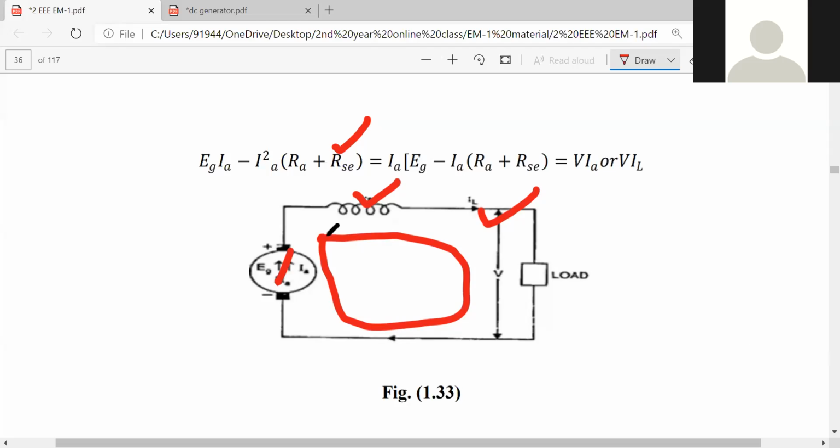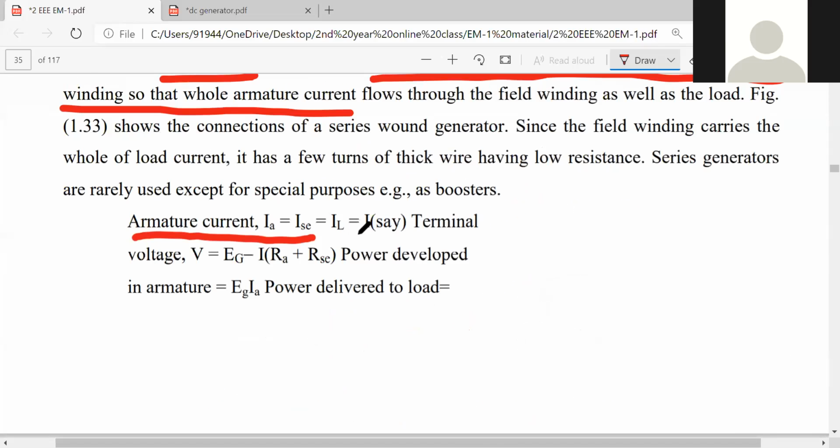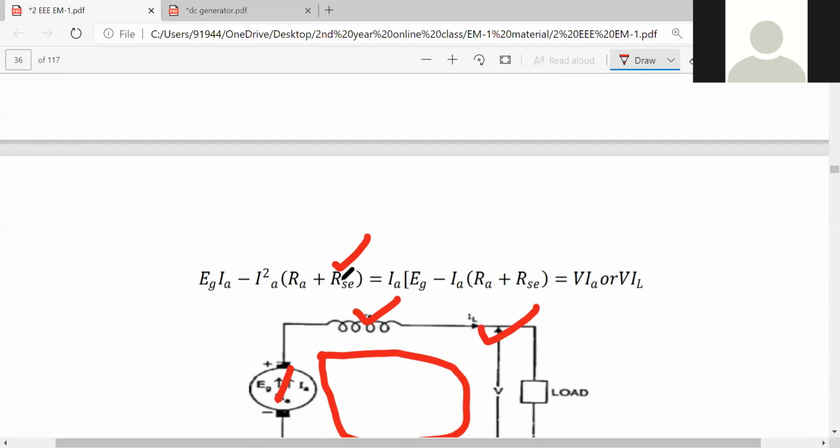Okay, so the three currents are equal because in a single loop the currents are the same. Current passes in this manner, in this loop. So the three currents are the same in a series generator. Next, the generated voltage.